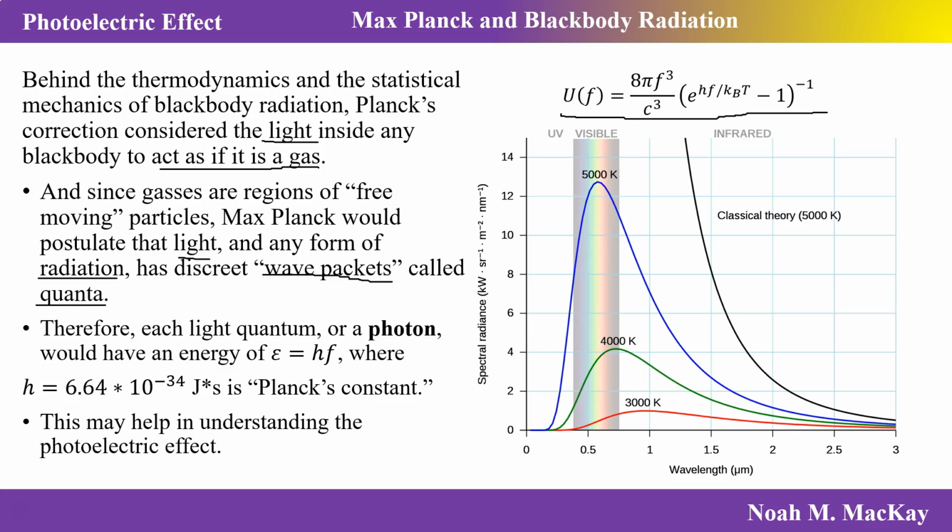For electromagnetic radiation, a light quantum, in other words a photon, would have an energy epsilon equal to hf, where f is the frequency of the light and h is Planck's constant. Since we can describe light as particles, this may help us in understanding the photoelectric effect.